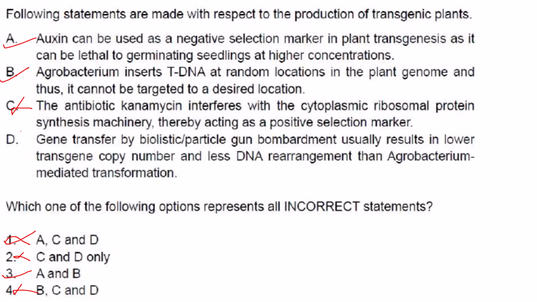Oh, the question is for the incorrect statement. I thought it was for the correct statement. That is why I gave the answer as A and B. Actually, that is not the correct answer. They have asked for the incorrect statement. So 2 is your answer. C and D are wrong. Okay, so 2 is the answer. I made a mistake. They have asked for incorrect statements. Okay, so C and D only.